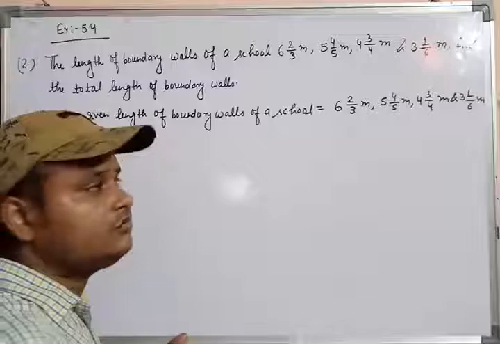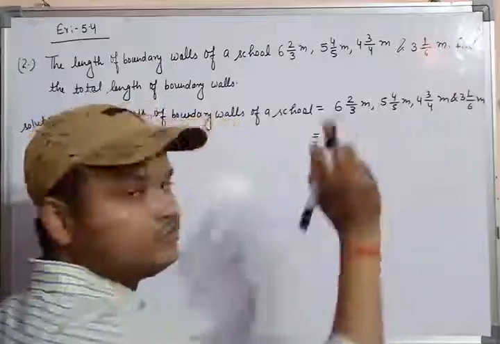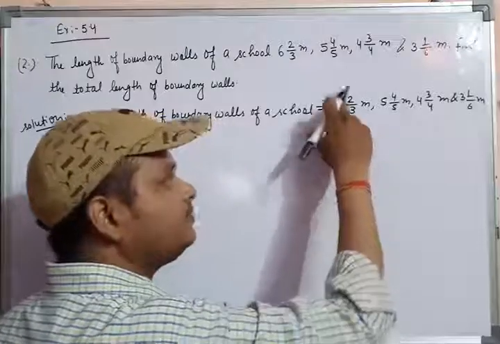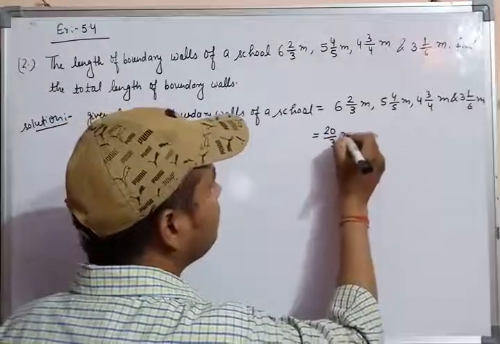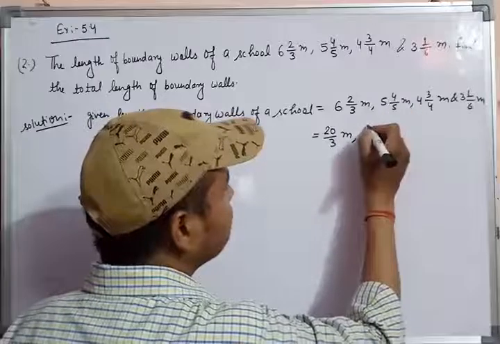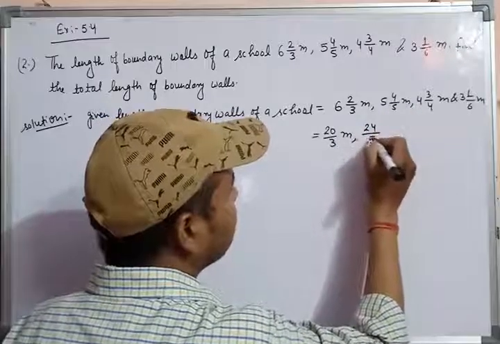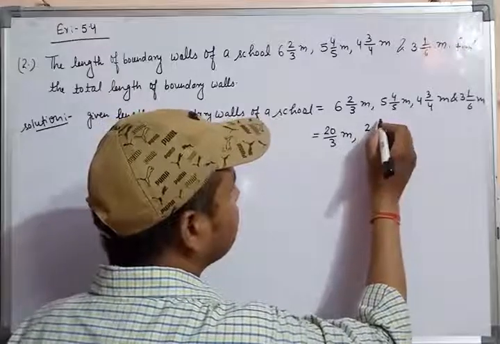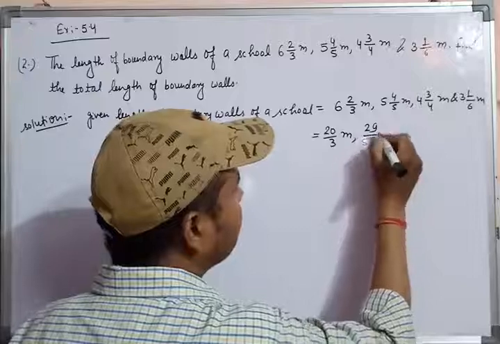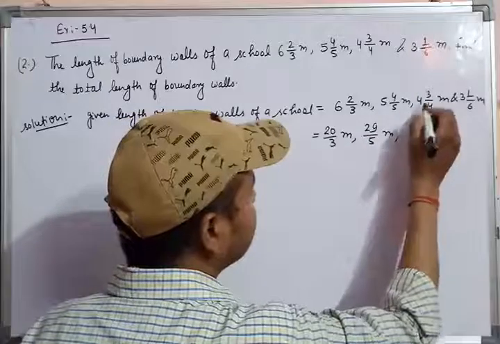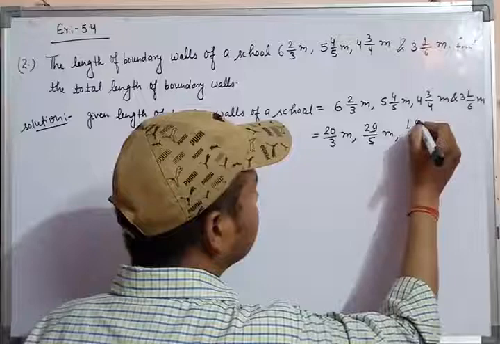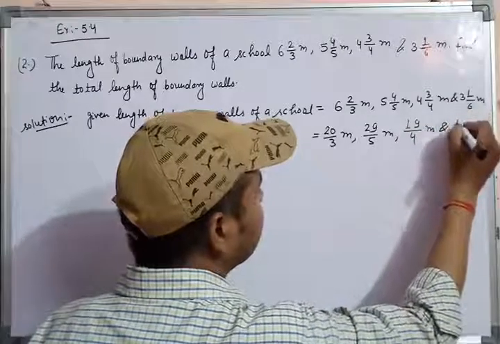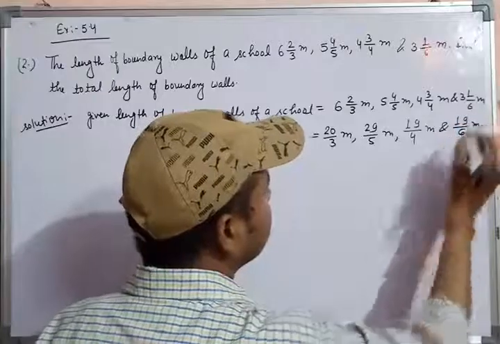Okay, so converting all these mixed fractions into improper fractions. It is very easy. 3 sixes are 18 plus 2, 20/3 meters. 5 fives are 25 plus 4, 29/5 meters. 4 fours are 16 plus 3, 19/4 meters. And 6 threes are 18 plus 1, 19/6 meters.